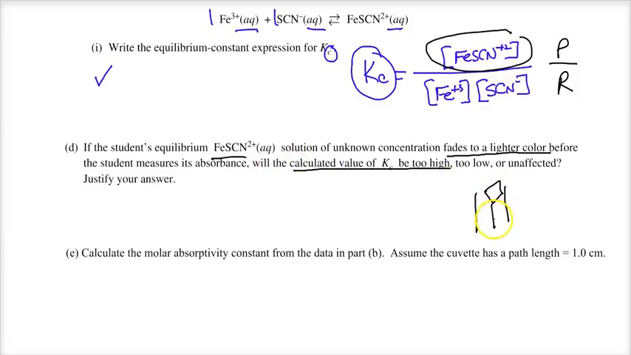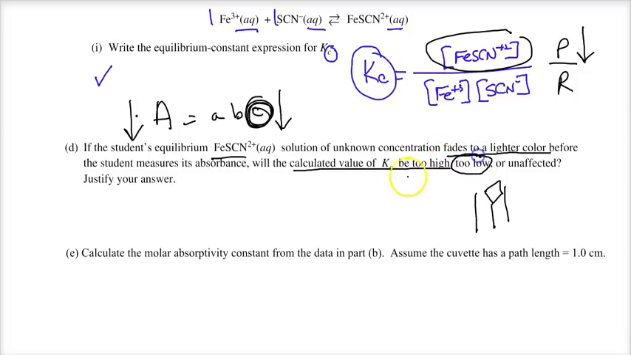So if the stuff is fading before you can measure it, that means the concentration is going to be lowered. Remember, absorbance is related to concentration. Lower the concentration, the less stuff there is to absorb the light that comes in. So the absorbance drops. So you would say the value of Kc would be too low, essentially because the fading color represents less product or less moles of the compound. Therefore, the concentration drops, which subsequently makes your Kc or Keq drop in the equation above. Very simple.